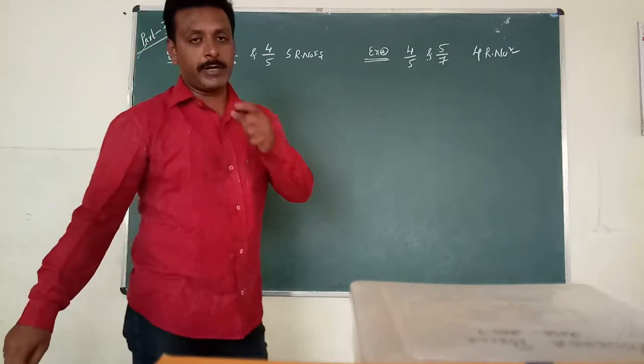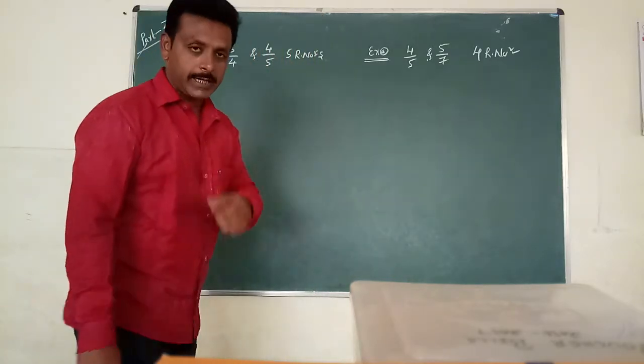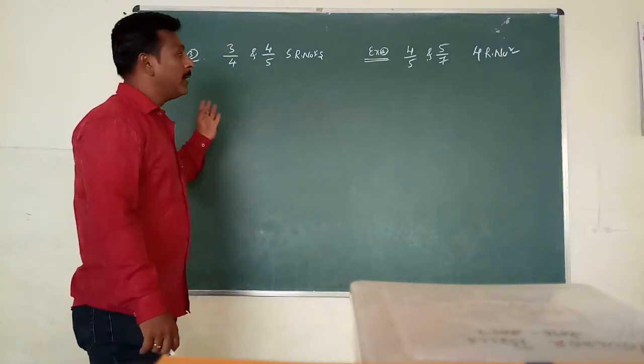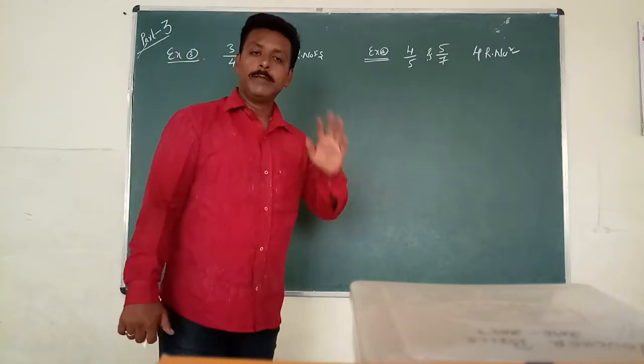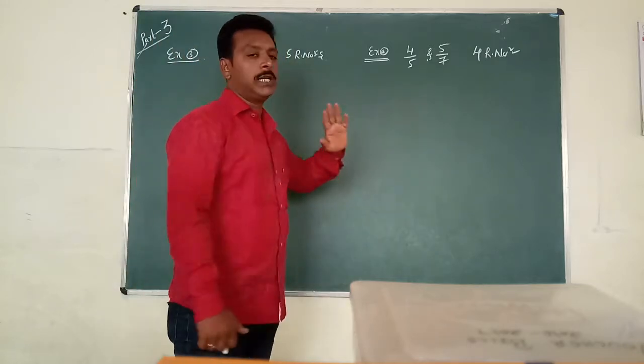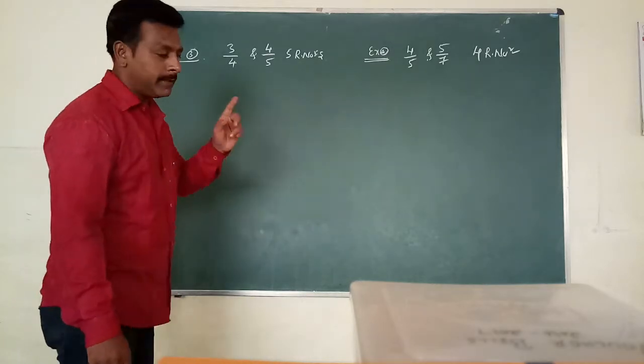I will take your favorite method, the second method only, so that you will get a very quick answer. For the first one, you can add both and divide by 2, and then you will get the 5 rational numbers between the given two numbers. So how do we apply the second method for this?